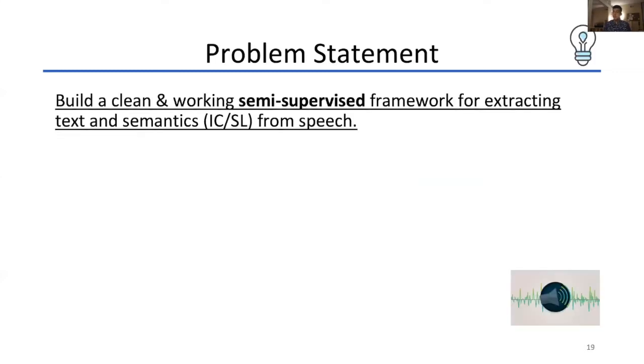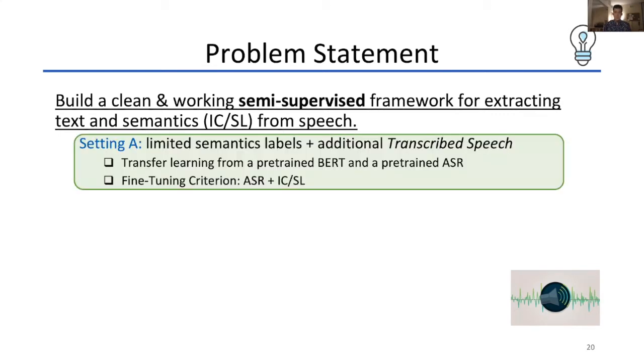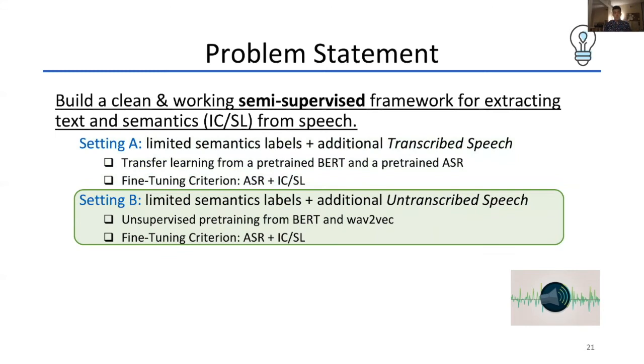Our problem statement is to build a clean, working, semi-supervised framework for extracting text and semantics from speech. And we're interested in two settings. The first setting is that there are only limited semantic labels, but there is additional transcribed speech. In this case, we take advantage of a pre-trained BERT and a pre-trained ASR, and they are jointly fine-tuned for ASR and intent classification and slot filling. The second setting is that we relax the setting a bit, so that there is only untranscribed speech available. In this case, we will take advantage of unsupervised pre-trained speech and language representations.